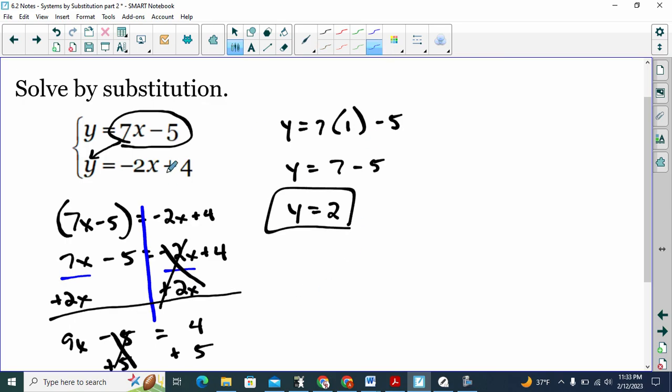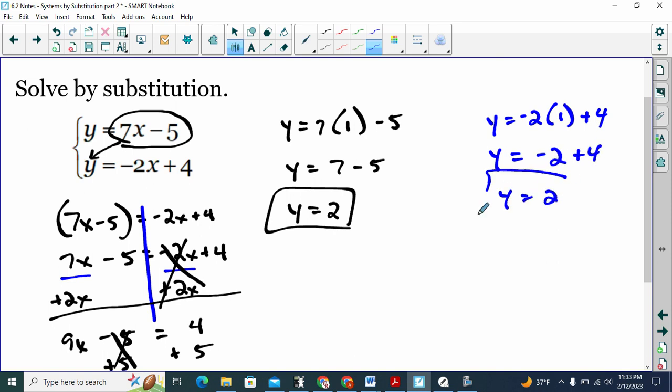Notice, had you chosen to plug it into the bottom one, we would get y equals negative 2 times 1 plus 4. Negative 2 plus 4, that's also 2. You get the same answer no matter which one you plug it into.